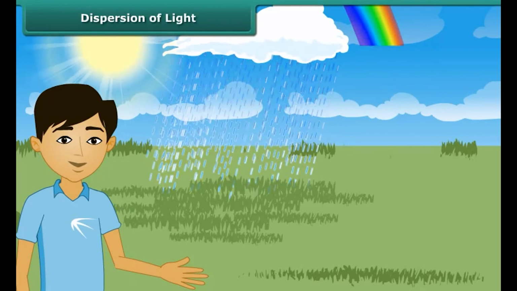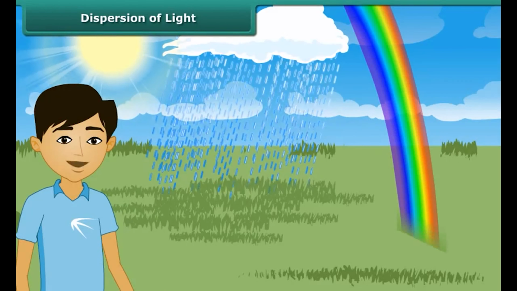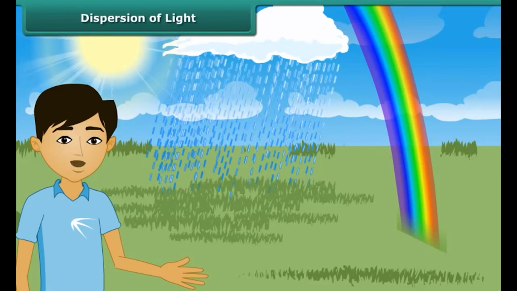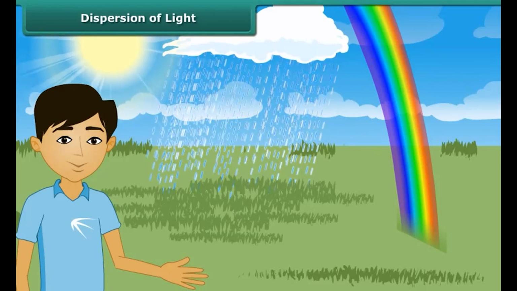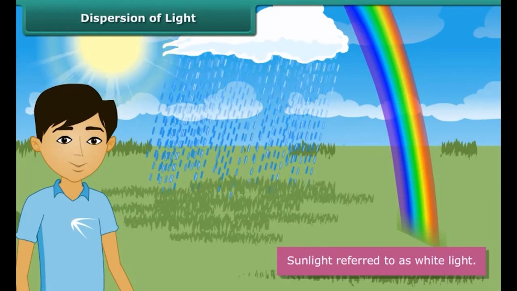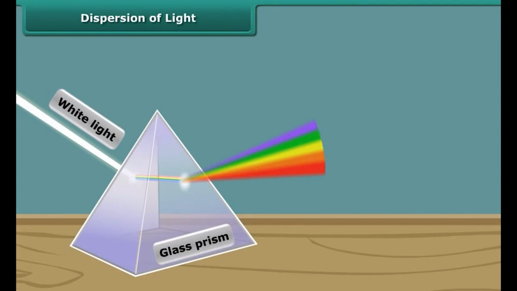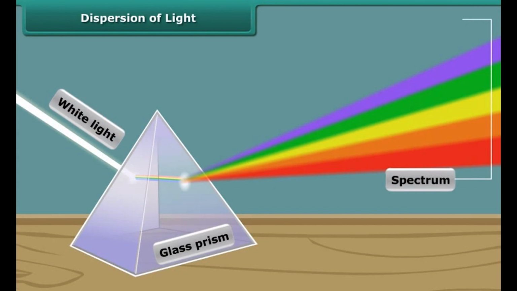What do we observe in the sky after rainfall? Yes, a beautiful multiple-colored rainbow. But where did all these colors come from? We know that the sunlight is referred as white light. When this light passes through glass prism, the light splits into 7 colors. It means that the beam of white light has split up into its constituent colors.